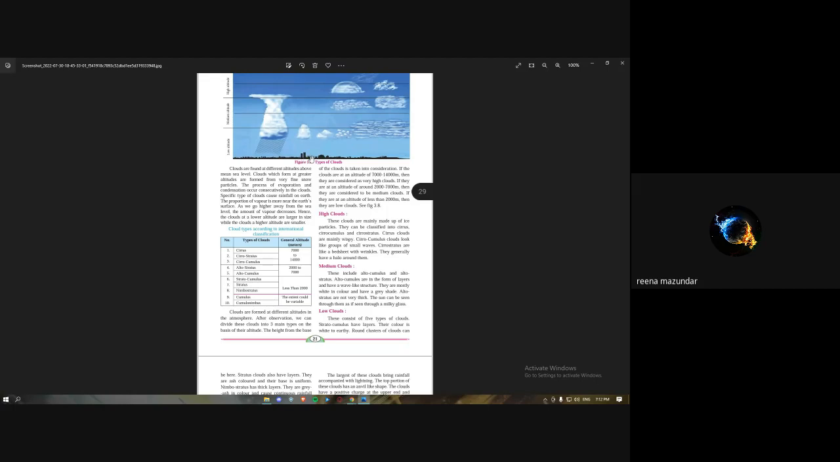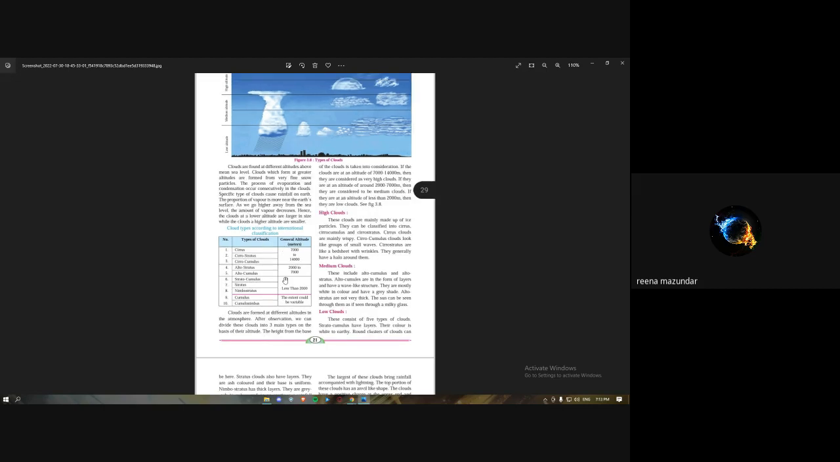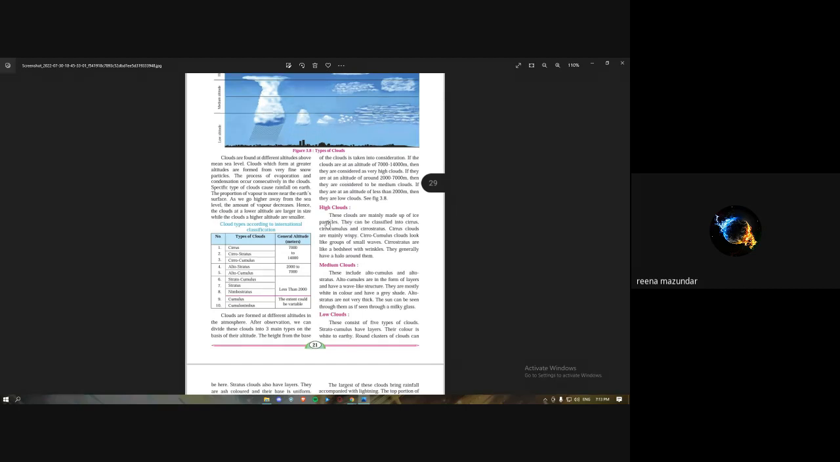You can see here the picture of the buildings and all, and you can see that they are very near to the earth, that is the crust, and therefore they bring heavy rainfall. Okay, so as you have seen, now let us see what are called high clouds. What is the meaning of high clouds? Because these are three types of clouds. This is low, then medium, and then high. So these clouds are mainly made of ice particles.